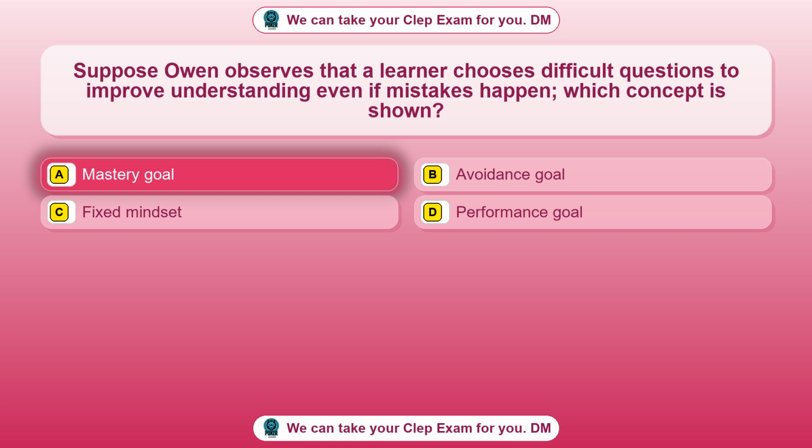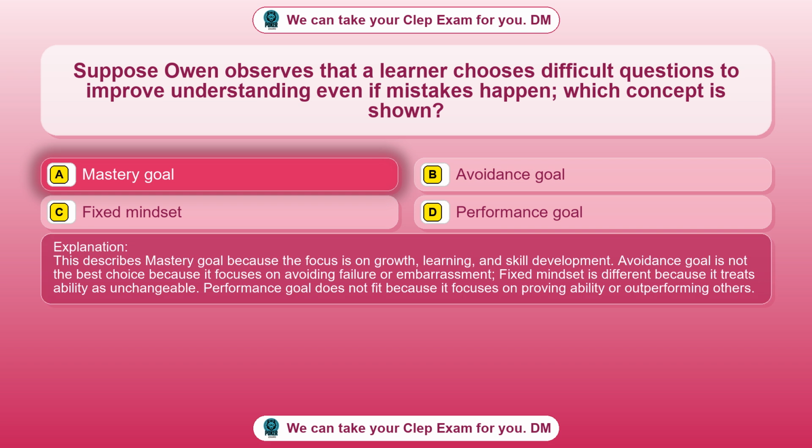Mastery goal. This describes mastery goal because the focus is on growth, learning, and skill development. Avoidance goal is not the best choice because it focuses on avoiding failure or embarrassment. Fixed mindset is different because it treats ability as unchangeable. Performance goal does not fit because it focuses on proving ability or outperforming others.